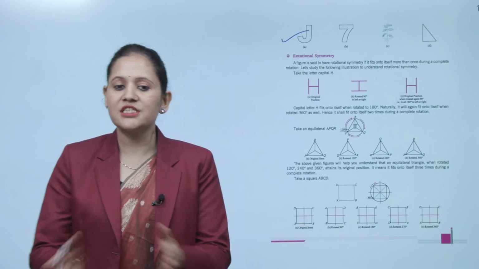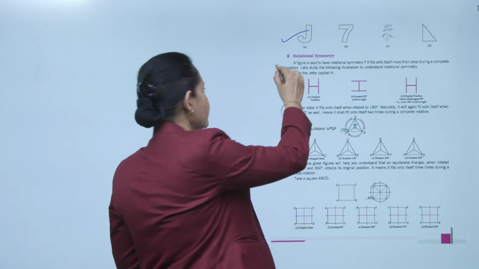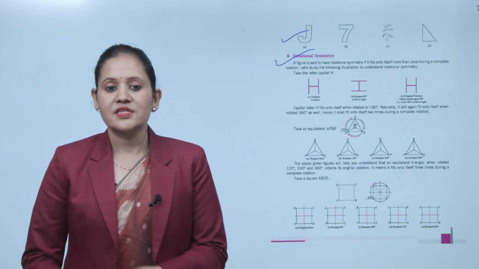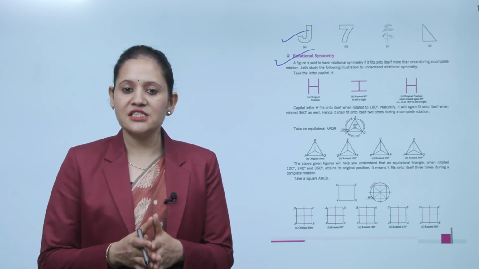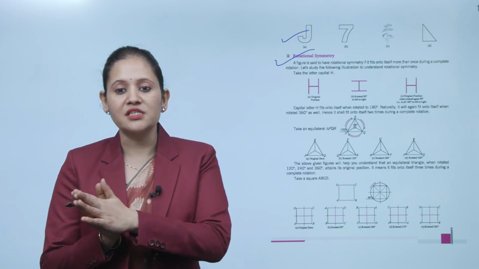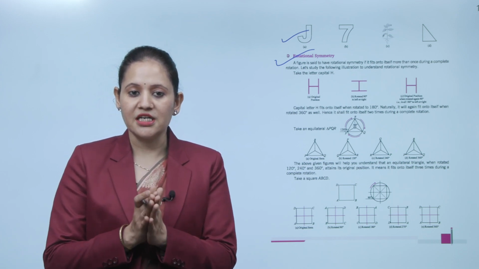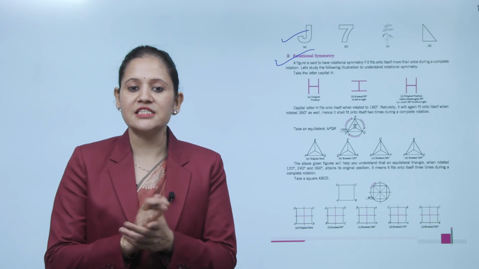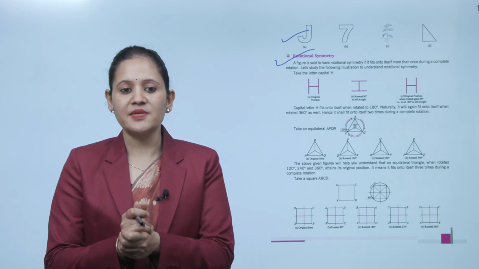Next is rotational symmetry. A figure is said to have the rotational symmetry if it fits onto itself more than once during the complete rotation. Let's study the following illustrations to understand the rotational symmetry.